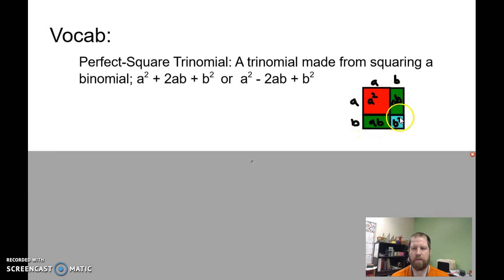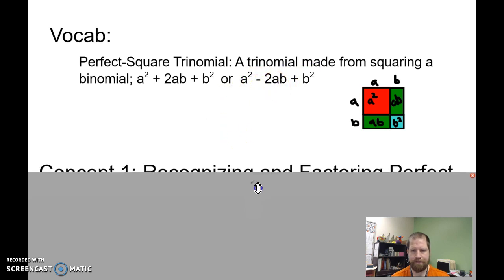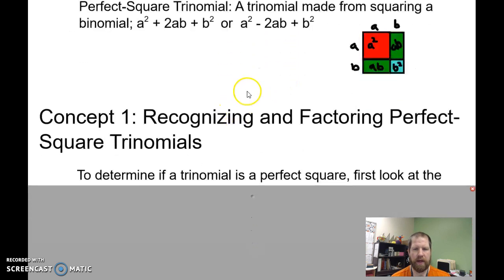That has the result of giving us a squared plus 2ab plus b squared, or this form right here. If we had a negative value for b, it would be a squared minus 2ab plus b squared, but same form. So now we're going to look at recognizing and factoring these perfect square trinomials.